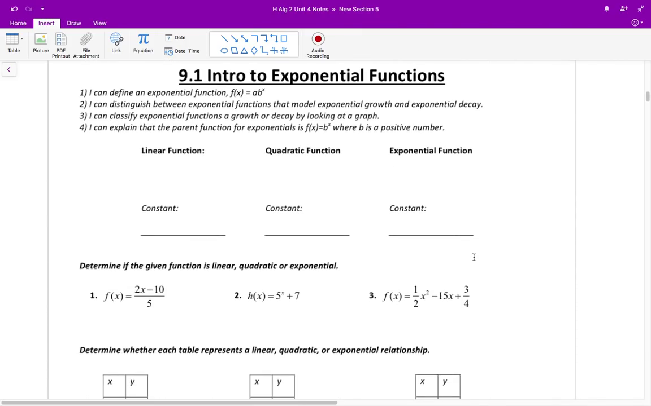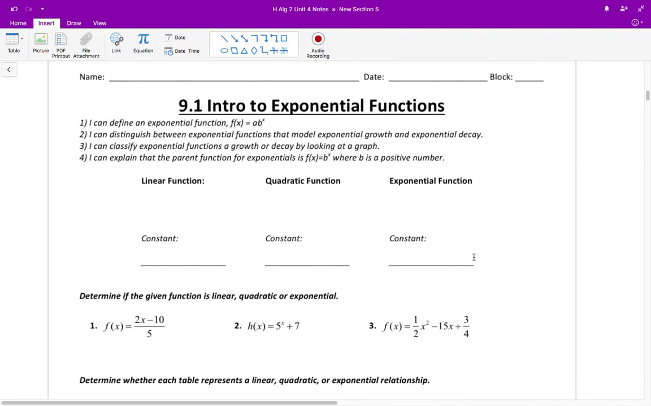Okay, so in 9.1, this is going to be our intro to exponential functions. So this is where we're going to talk about what is an exponential function, how can you tell what is an exponential function from what's not, how can you tell when something is growing versus decaying, and then what are those different pieces of the function that we can use to help us.